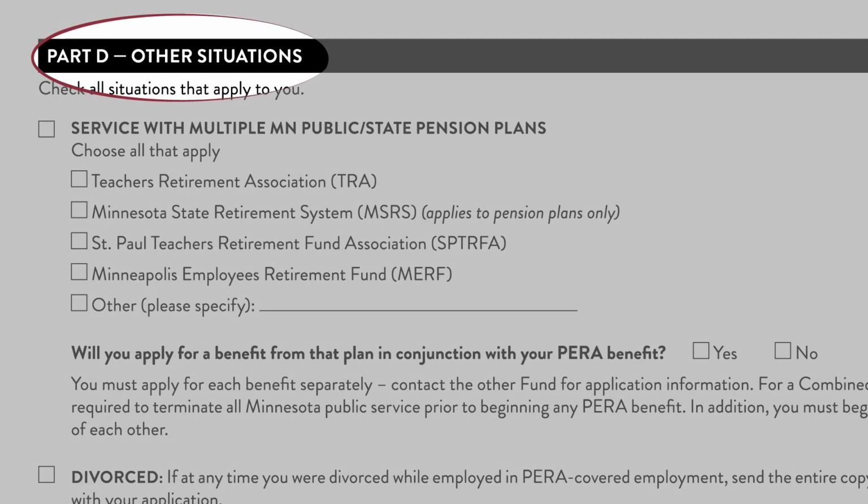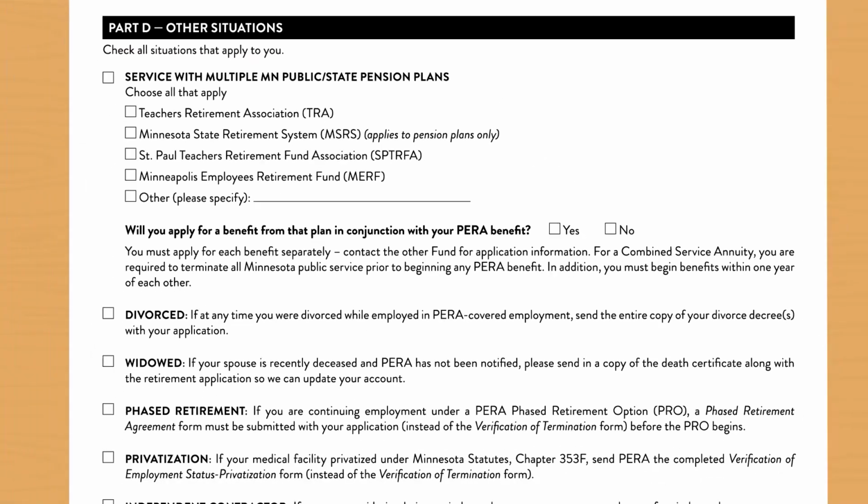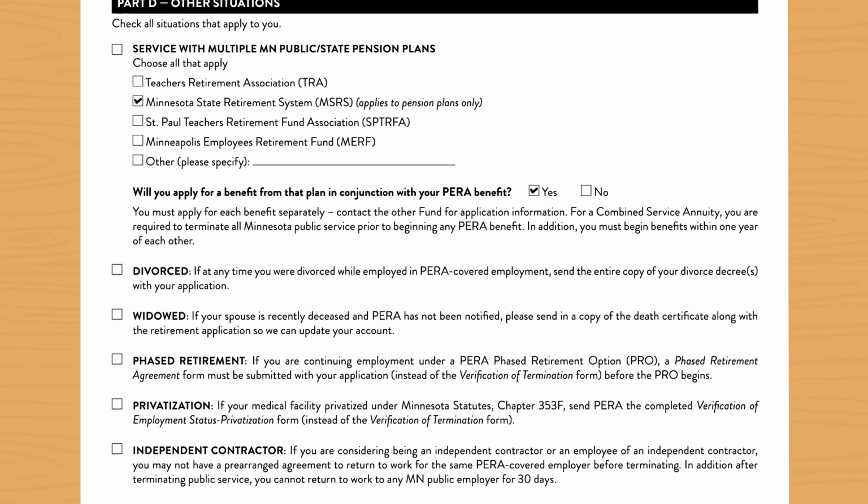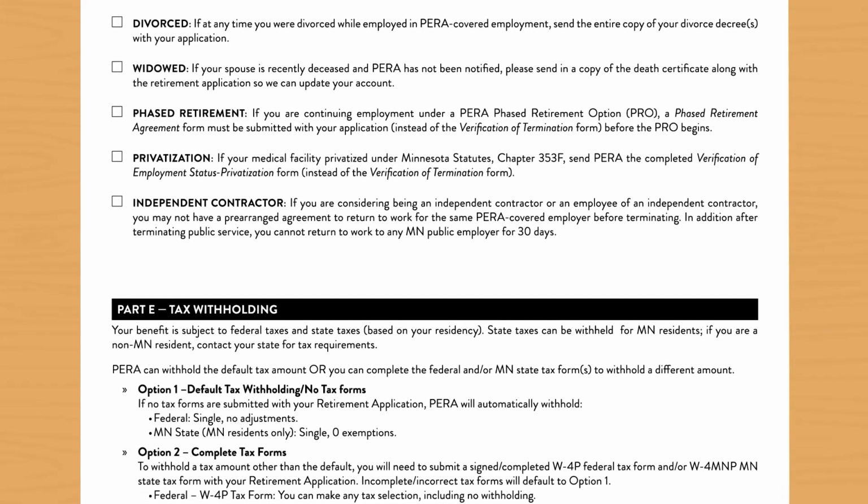Under Part D, Other Situations, please review the items listed to see if they apply to you. These include multiple plans, divorced, widowed, phased retirement, privatization, and independent contractor. One common situation is service with other Minnesota public pension plans. Choose any that apply. Will you be collecting the other plan's benefit along with your PERA benefit? If so, we will contact the other plan and gather information needed to calculate your benefit. Please note, this does not start the application process with the other plan. You will need to contact them for their application paperwork.